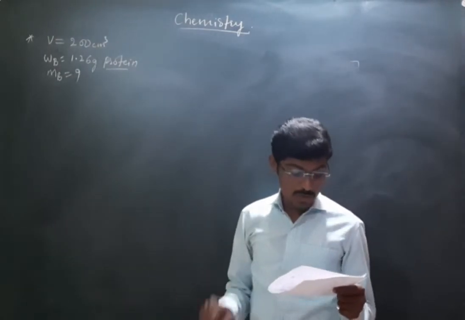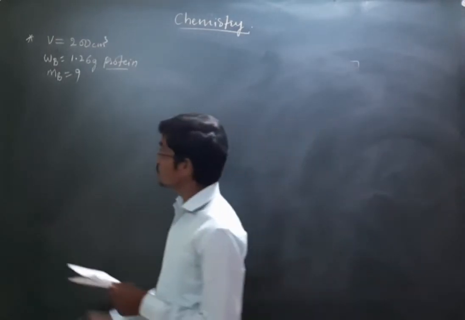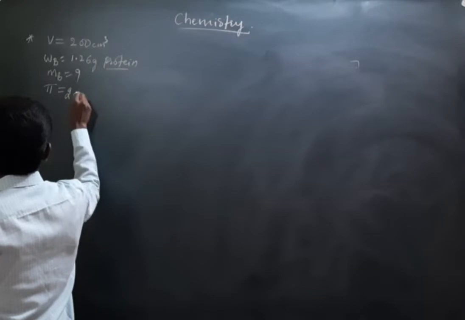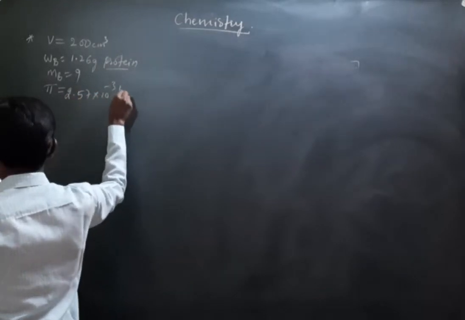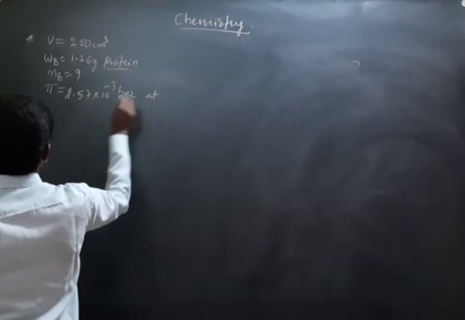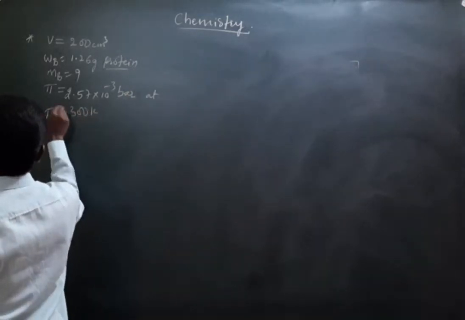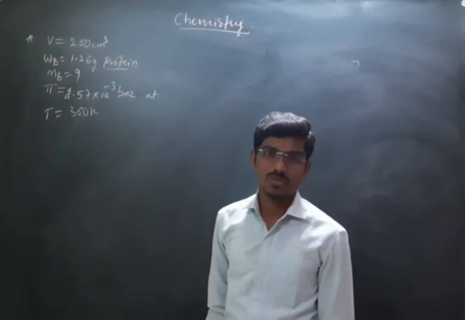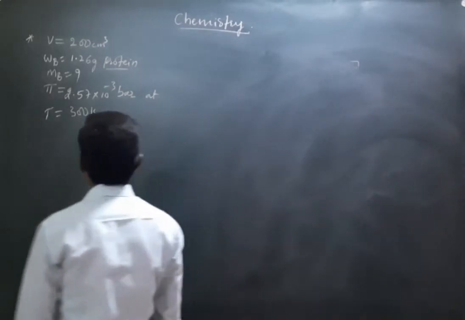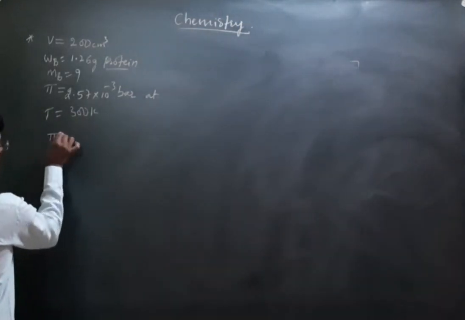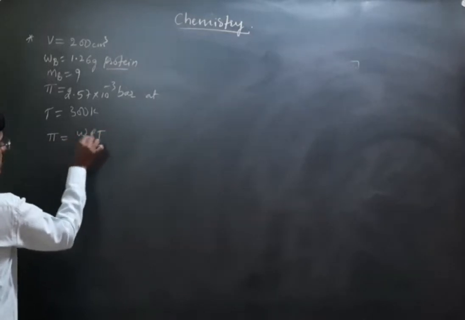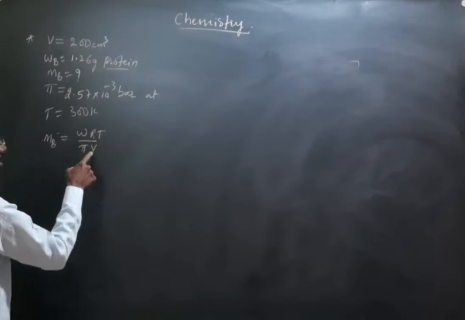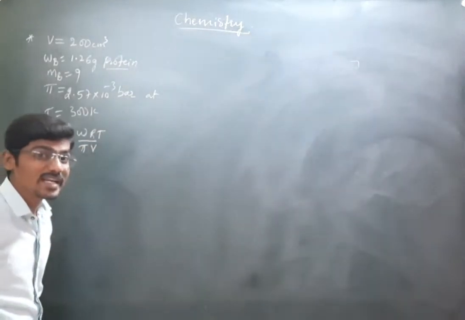Next, the osmotic pressure of the solution is given. For this solution, the osmotic pressure is 2.57 into 10 to the power minus 3 bar at 300 Kelvin. That is, temperature is given. Now, calculate the molar mass of solute. So we have the formula pi is equal to WRT by MV, or MB is equal to WRT by pi V, where V is volume in liters.